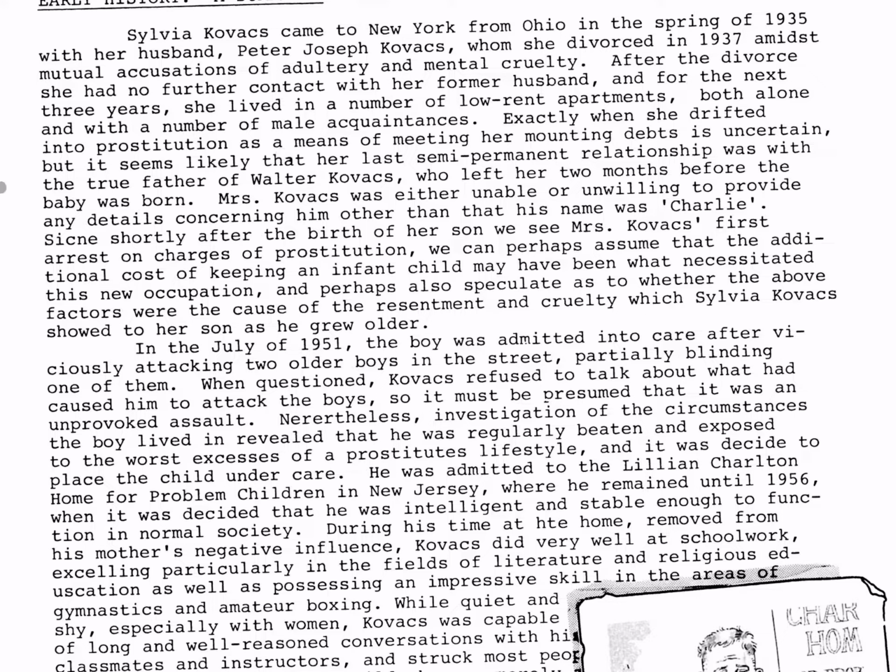It says right here: exactly when she drifted into prostitution as a means of meeting her mounting debts is uncertain, but it seems likely that her last semi-permanent relationship was with the true father of Walter Kovacs, who left her 2 months before the baby was born. Mrs. Kovacs was either unable or unwilling to provide any details concerning him other than that his name was Charlie. Since shortly after the birth of her son we see Mrs. Kovacs' first arrest on charges of prostitution, we can perhaps assume that the additional cost of keeping an infant child may have been what necessitated this new occupation, and perhaps also speculate as to whether the above factors were the cause of the resentment and cruelty which Sylvia Kovacs showed to her son as he grew older.